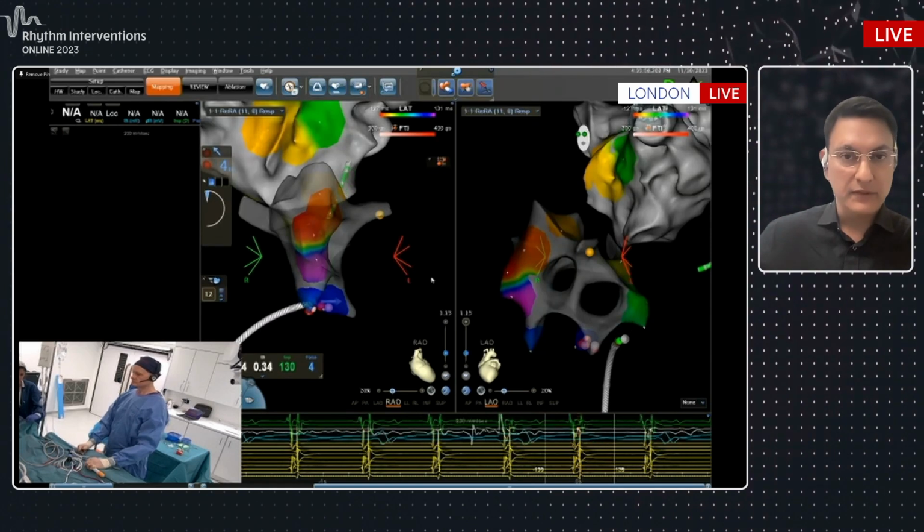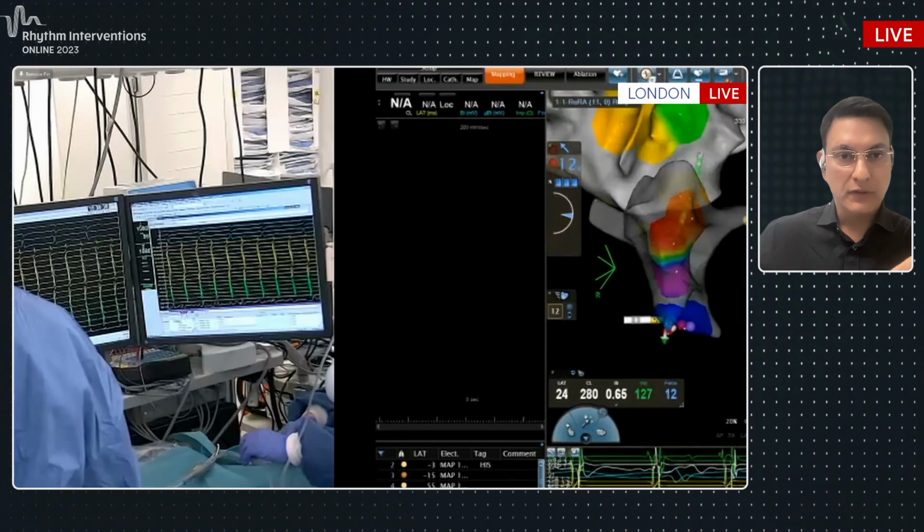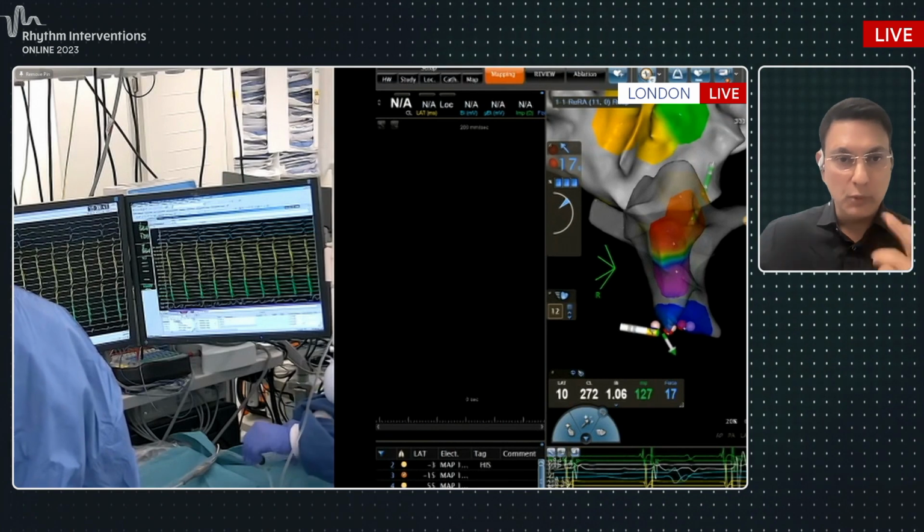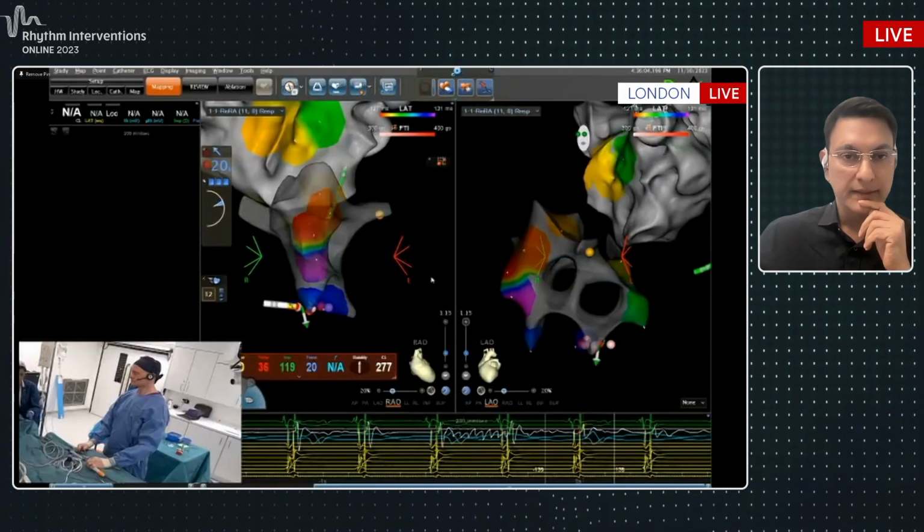Also, in terms of micro-reentrant flutters, I think that's where high density mapping perhaps comes into its own compared to taking a limited number of points, which will give you the diagnosis for macro-reentrant flutter very easily. But if you're dealing with complex flutters or dual loop flutters, perhaps higher density might help.